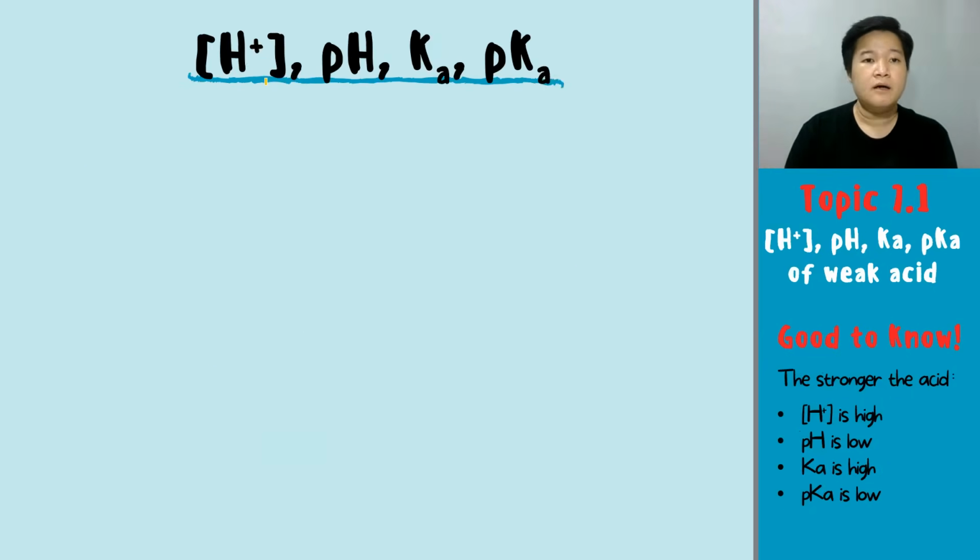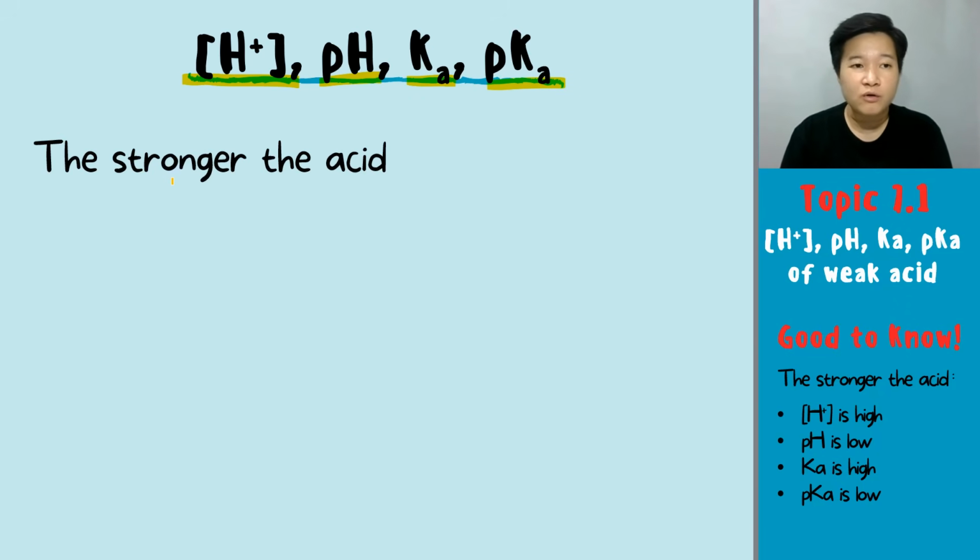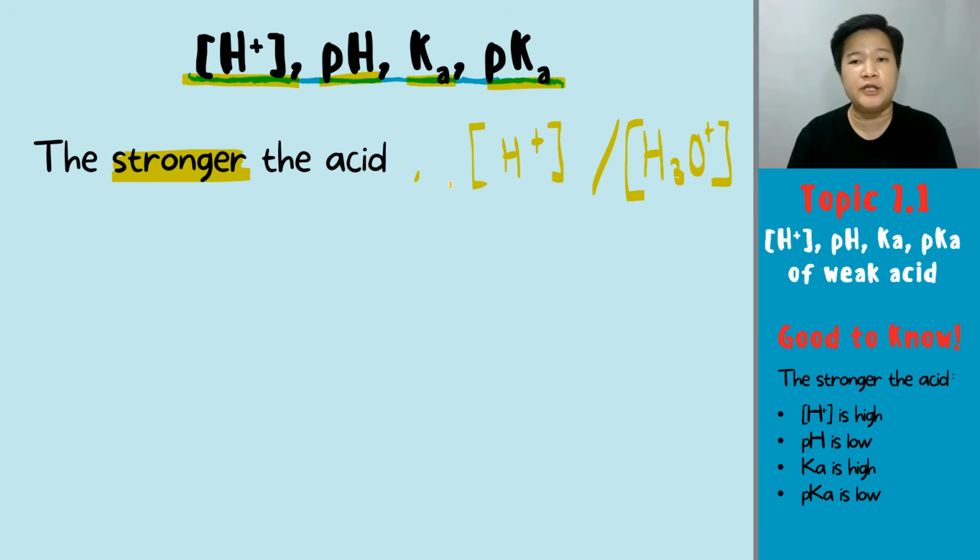Okay? Let's take a quick look at the relationship between your concentration of H plus, your pH value, your Ka value, and your pKa value. So what happened to all these values when the acid that you have right now is stronger? Stronger acid means you will have a lot of H plus or a lot of H3O plus produced. In other words, the concentration of your H plus or H3O plus will be high. Agree?